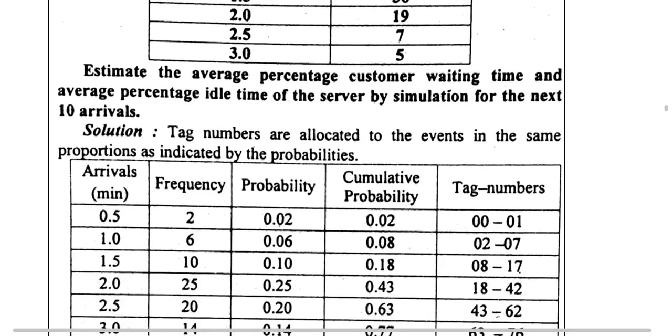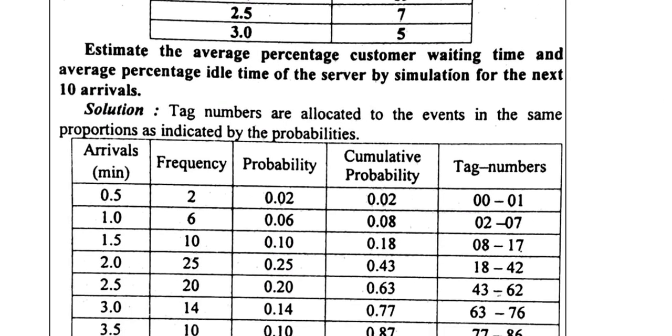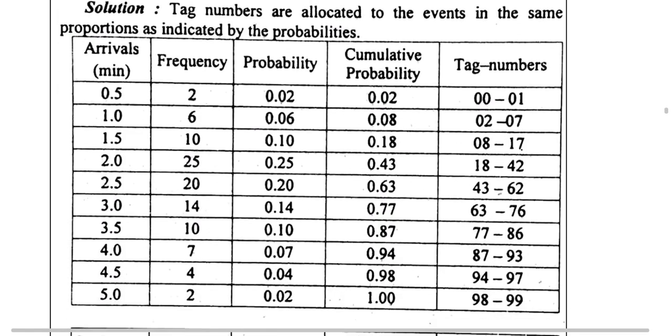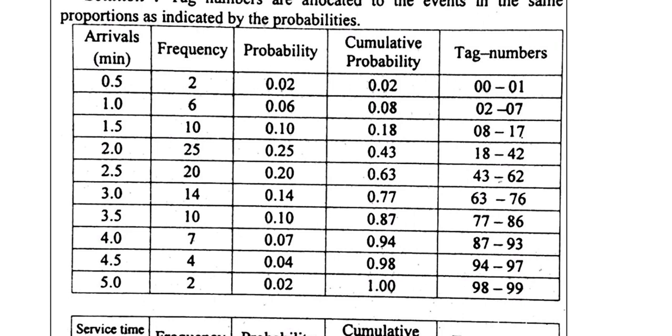First of all, in this problem we have to frame the tag numbers for each event. For example, we take the arrival time, frequency, probability and cumulative probability, and next we have to frame the tag number. The arrival times are given as 0.5, 1, 1.5 and so on. The frequency is also given, and how will you find the probability? Probability we find as 2 by 100, so we get 0.02, then 6 by 100, 0.06, and like that we can find all the values.